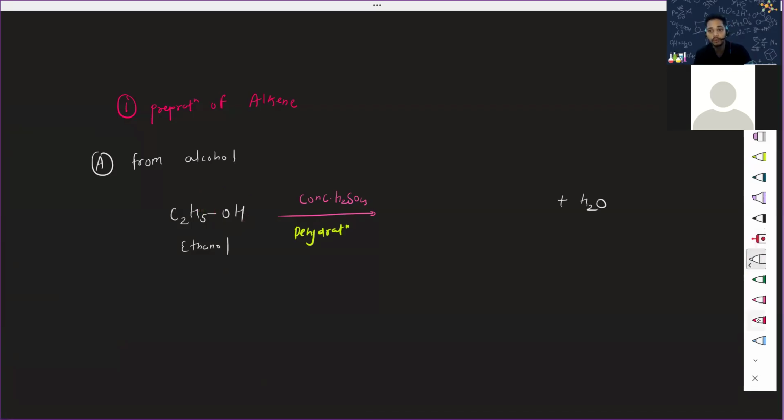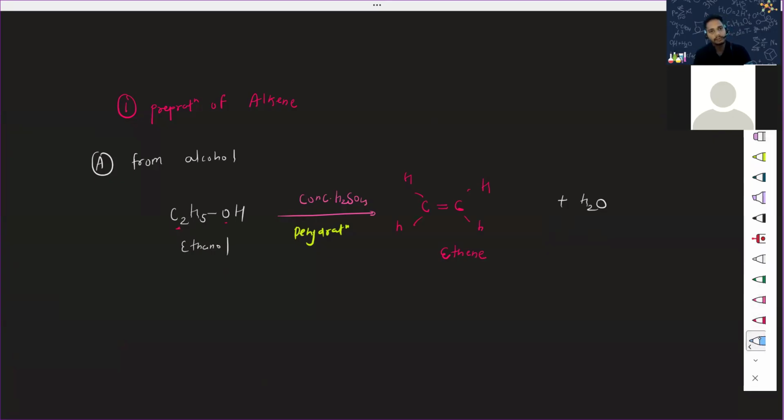If the H2O is removed, obviously one carbon will lose its bond with one hydrogen and one bond with this O. So there are two bonds. And how many carbons are there? Two. So a carbon-carbon double bond will be forming, and it will form ethene. Yes or no? Yes.